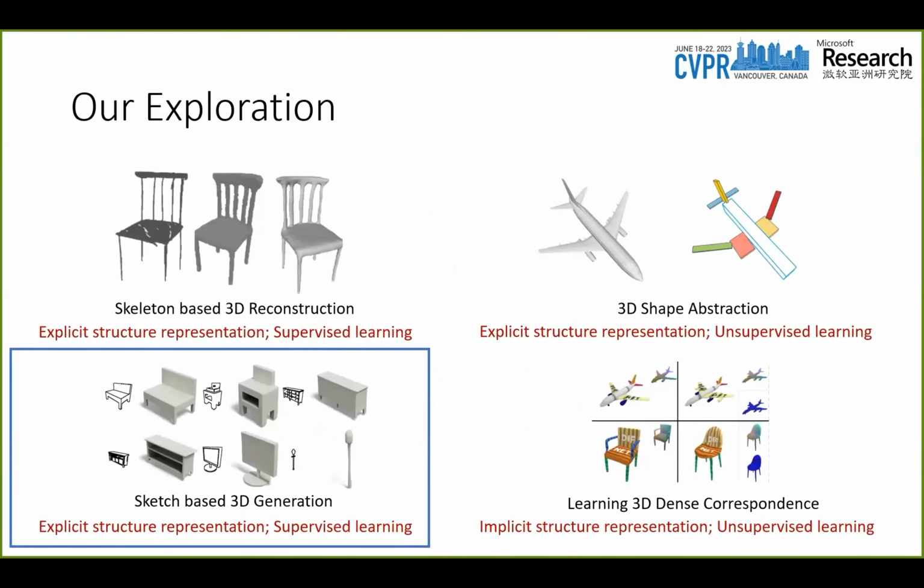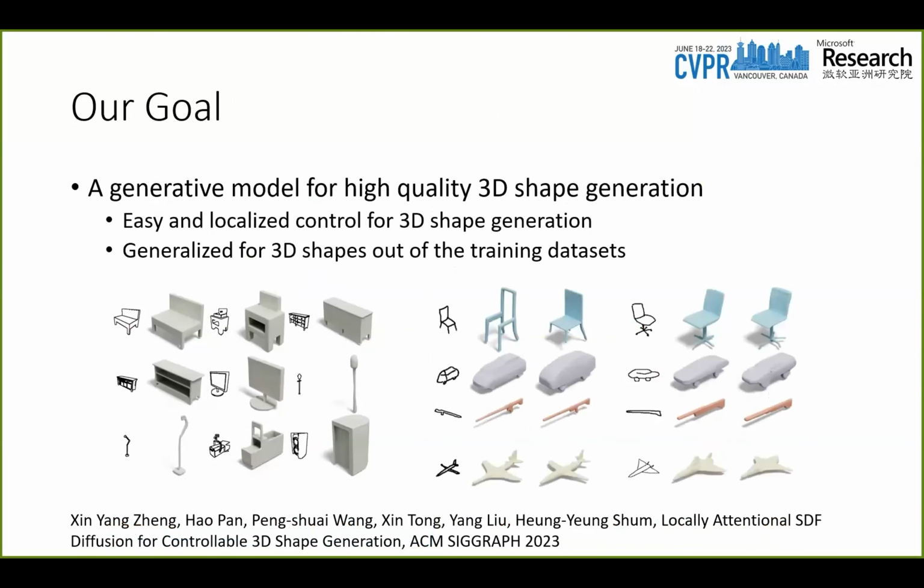The first work describes how to learn the shape structure for 3D reconstruction. In the second work, we try to learn the shape structure and use it for 3D generation. To this end, we developed a generative model for high-quality 3D shape generation. We want our method not only to be controlled by users to generate shapes with desired local structures, but also to generalize to other shape categories that are not in the training dataset. This work will be presented at this year's SIGGRAPH.